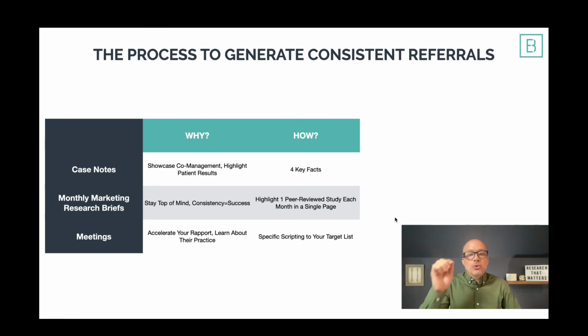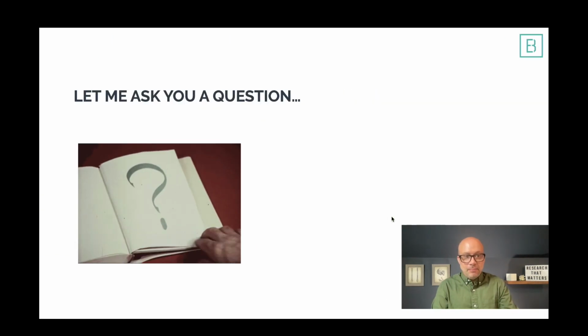And how do you do that? With specific scripting to your target list. We touched on one of those super impactful questions. However, there's an entire process to a meeting that's a little deep to go into on today's webinar. But those are the 3 key components.